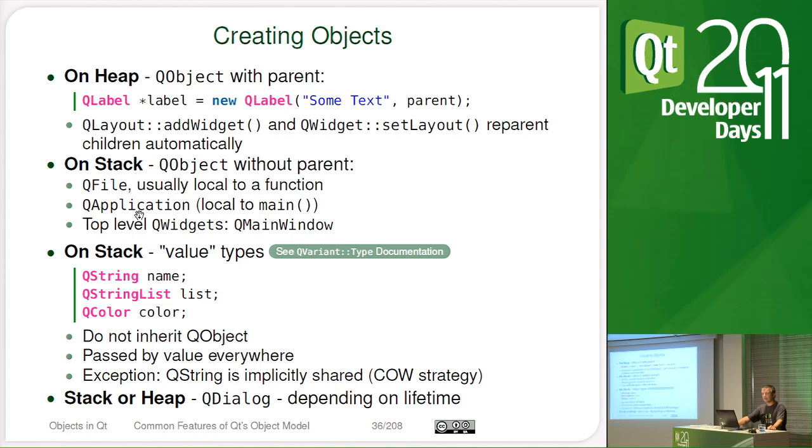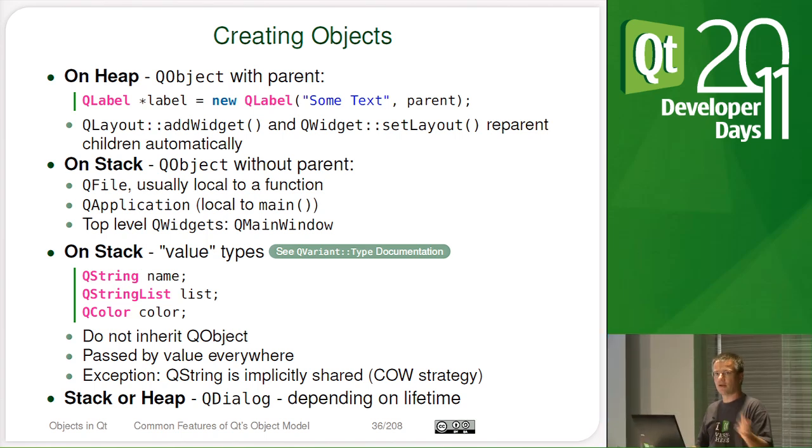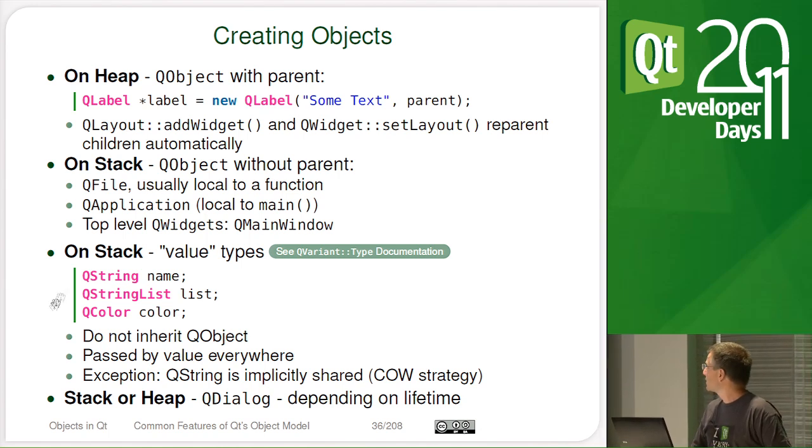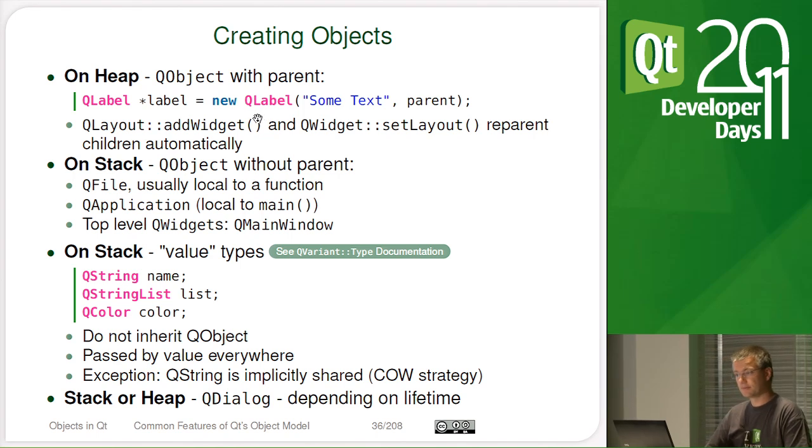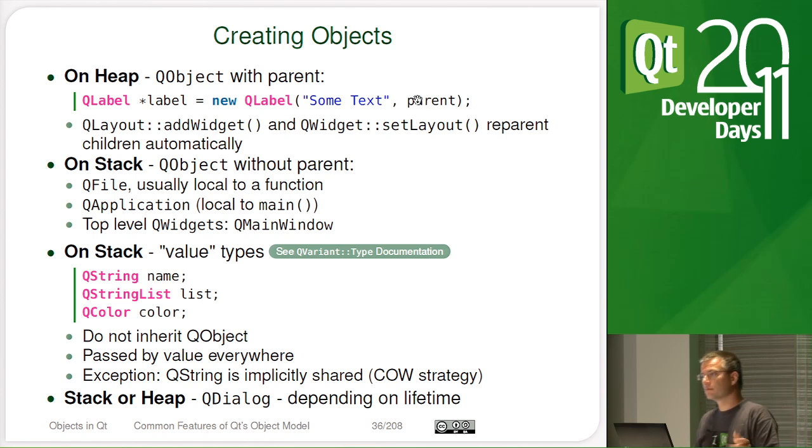And typical classes to create on the stack are QString, QStringList, QColor. And the rest of your objects, mostly all of your widgets, are created on the heap using the new operator. In this case, creating it on the heap, Qt will take care about the deletion if you specify a parent. Or you have to delete them yourselves within your source code. It's up to you to delete the objects at any point of time when you want to do that.